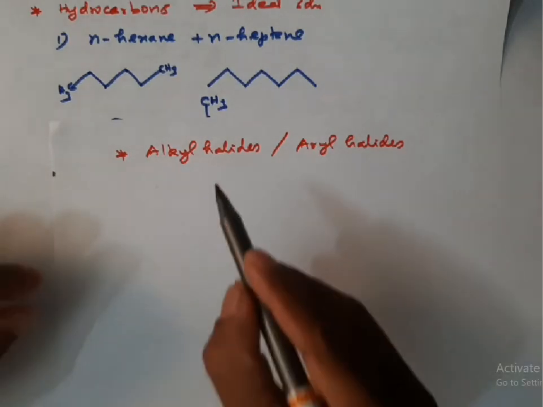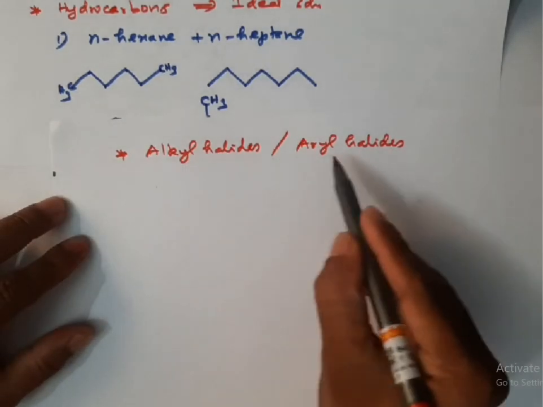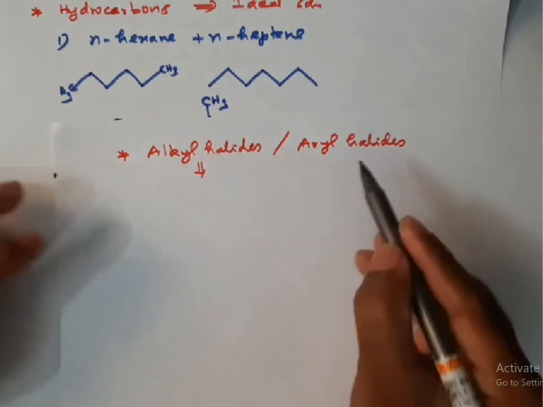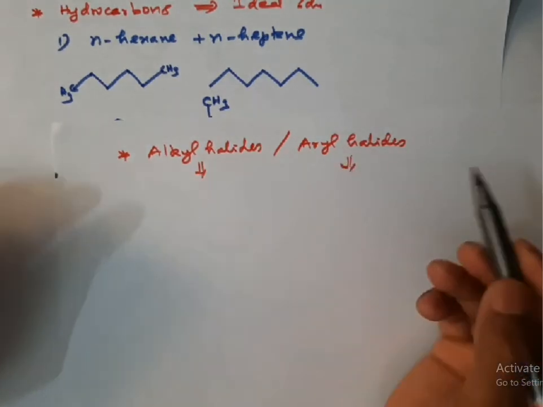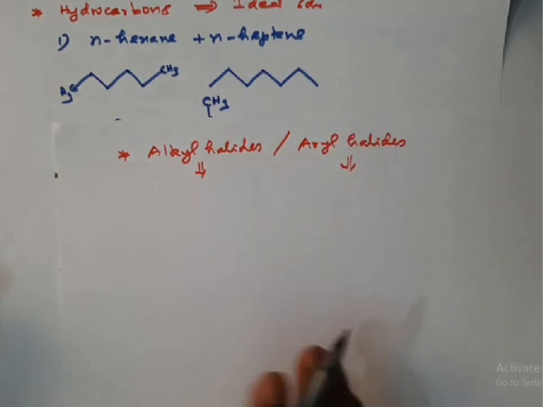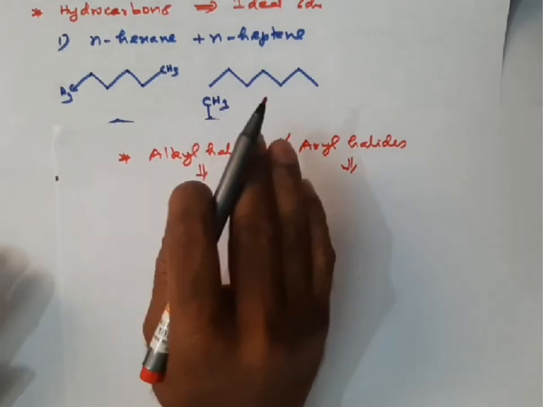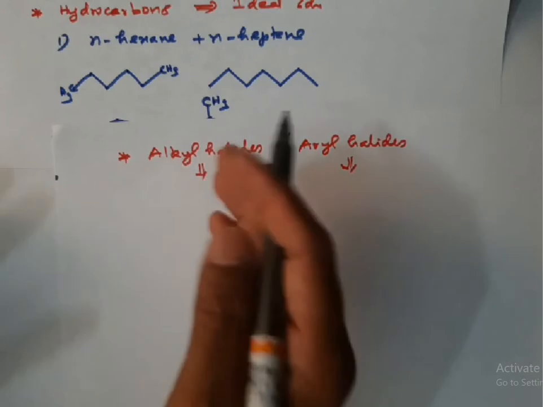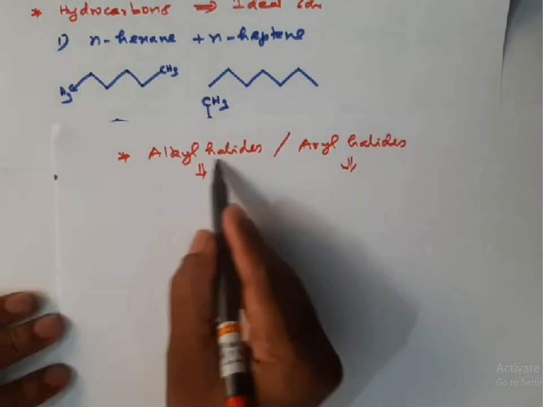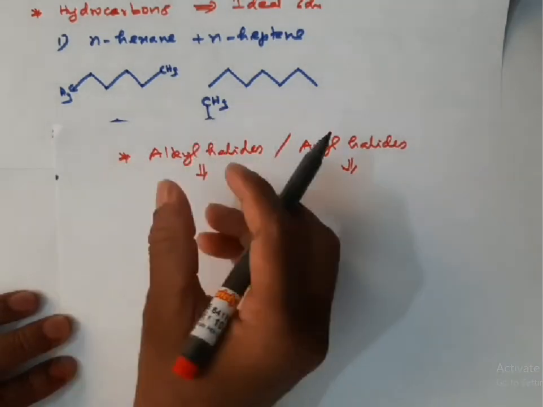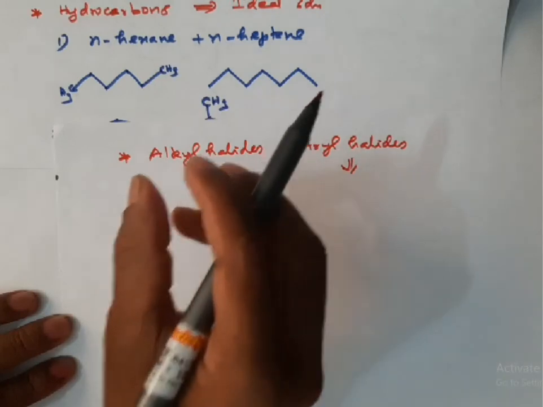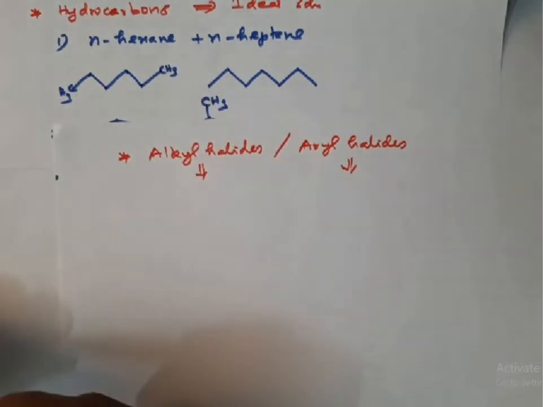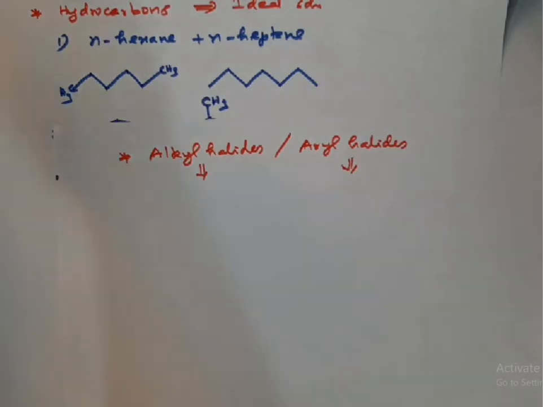But here, you take two alkyl halides or two aryl halides, and they usually form an ideal solution provided the molecular mass is close. Or I can say it the other way: suppose I am taking two alkyl halides, the difference in molecular mass should be very, very small.